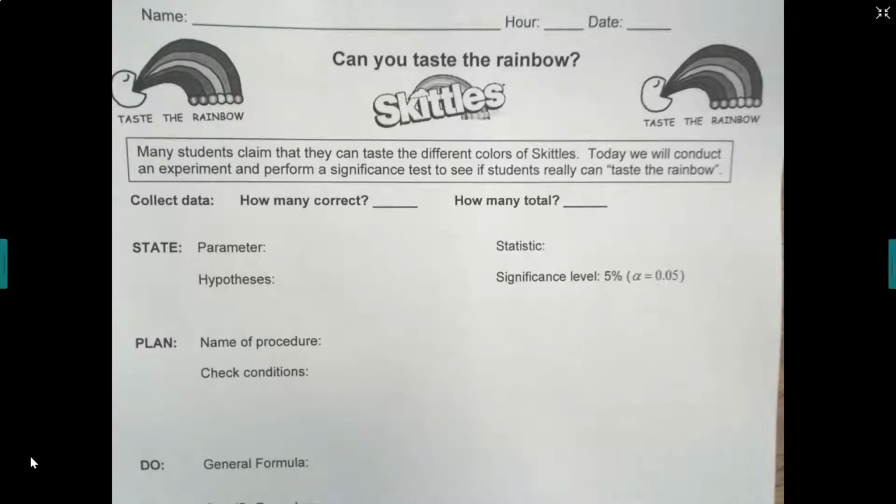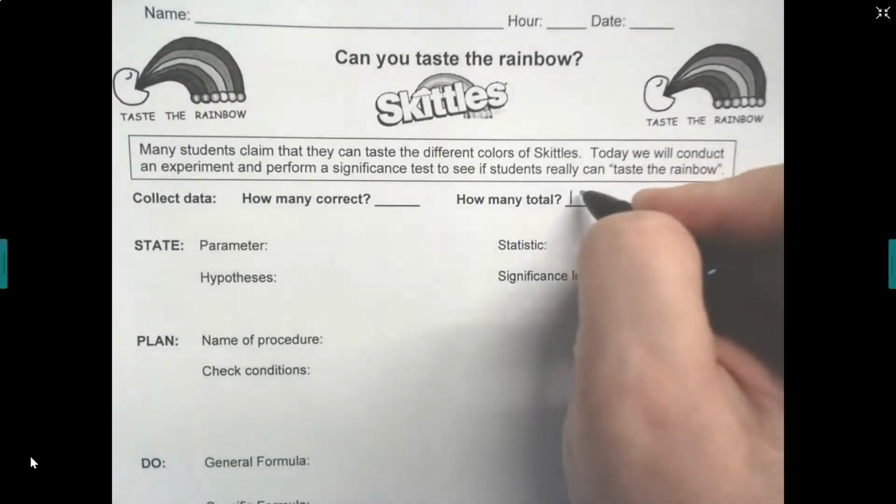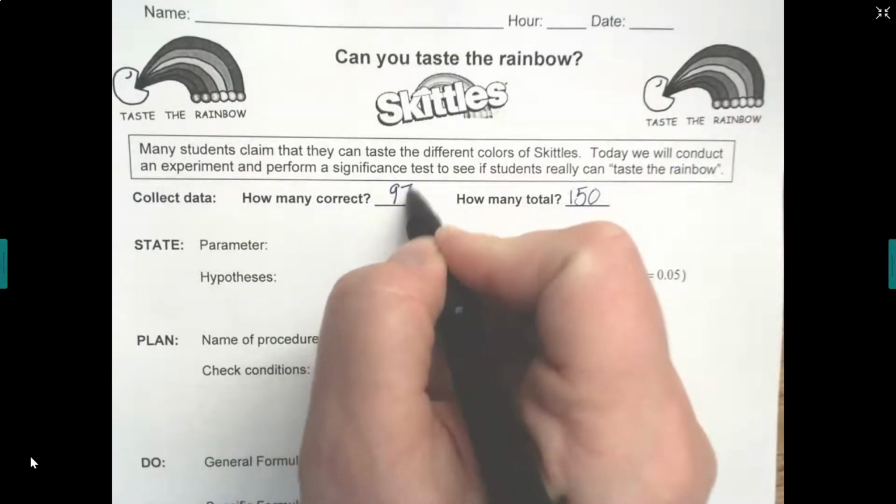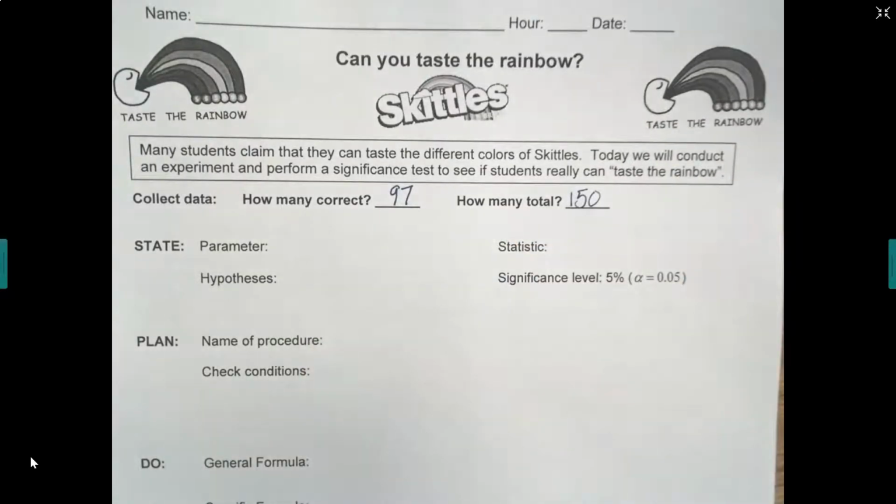In our scenario today, many students claim that they can taste the different colors of Skittles. Today we will conduct an experiment and perform a significance test to see if students really can taste the rainbow. So I collected some data. Out of 150 total Skittles eaten, 97 of them were correctly identified.